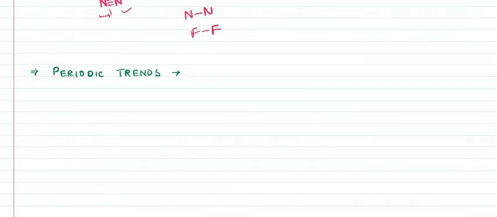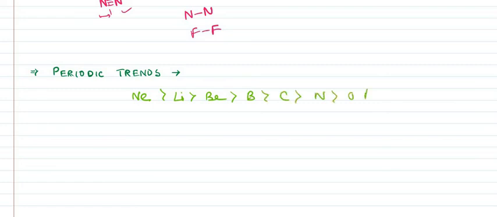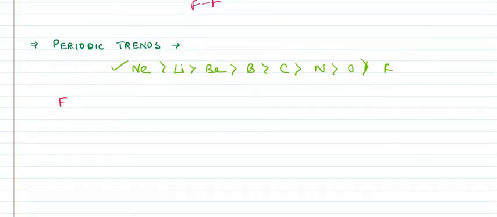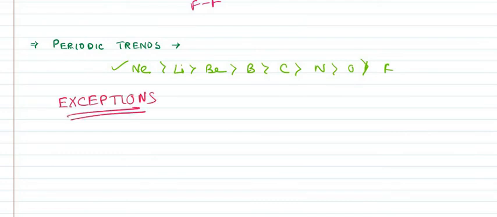Okay, now what I said to you, noble gases will have the largest, so I'm taking the second period. Neon will have the largest, and then just go about lithium, beryllium, boron, carbon, nitrogen, oxygen, fluorine, right? This will be the period trend in a period, and in a group it will always increase from down below. Now there are exceptions as well. Chemistry is nothing without exceptions. So what are the exceptions that we can expect?